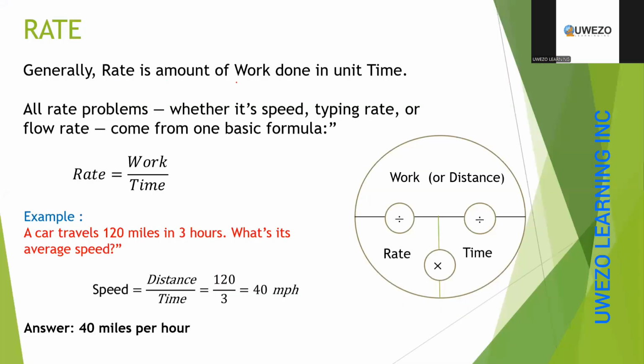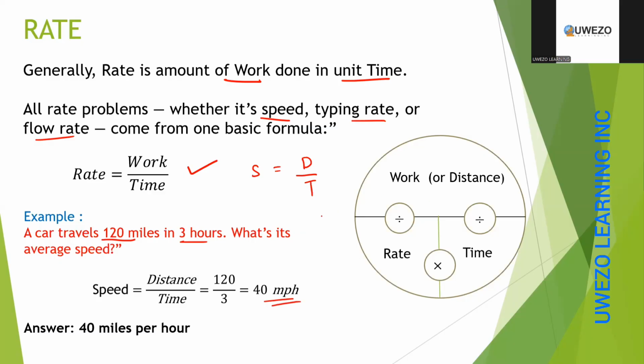Generally, the rate is the amount of work done in unit time. All rate problems, whether it is speed, typing rate, or flow rate, lead to one basic formula: rate equals work over time. We can use the same formula for speed equals distance over time. For example, if a car travels 120 miles in 3 hours, then the average speed is simply distance over time, which is 40 miles per hour.